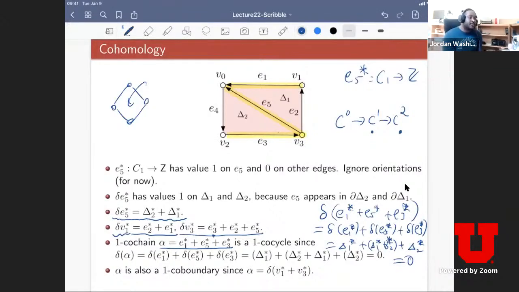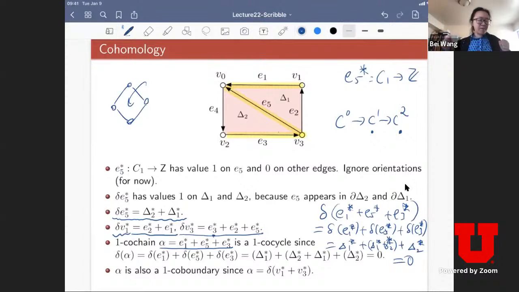I was just going to say, so if you included E2, it would no longer be a co-cycle? Exactly, right? If you add E2, then E2 has another copy of delta 1 star, and that's not 0, right? Okay. Yep, exactly. Good. So it's all algebra, right? This is called algebraic topology. Everything can be computed by just thinking about linear operations, okay?